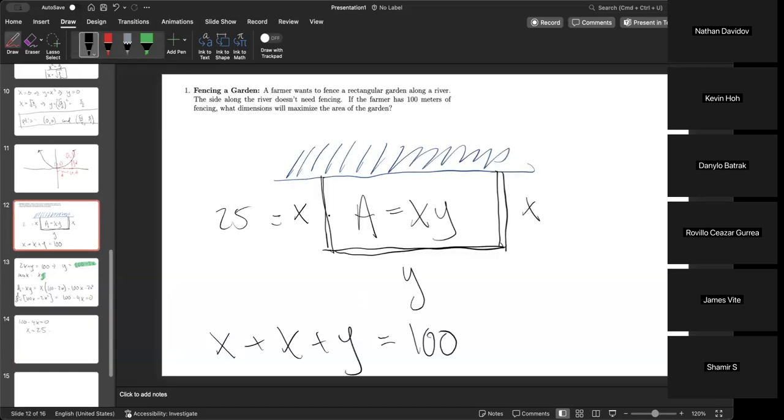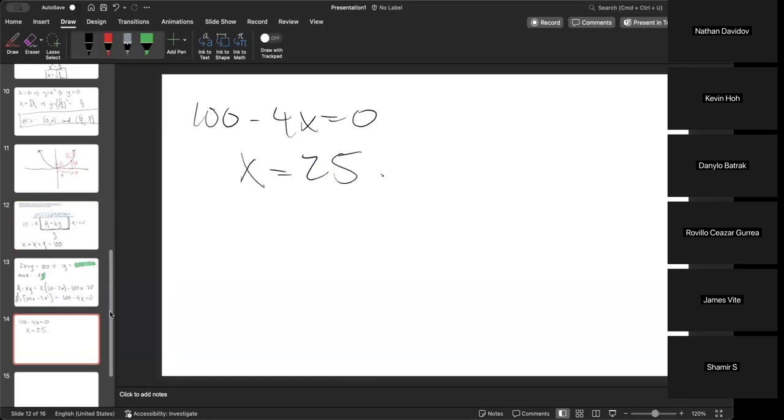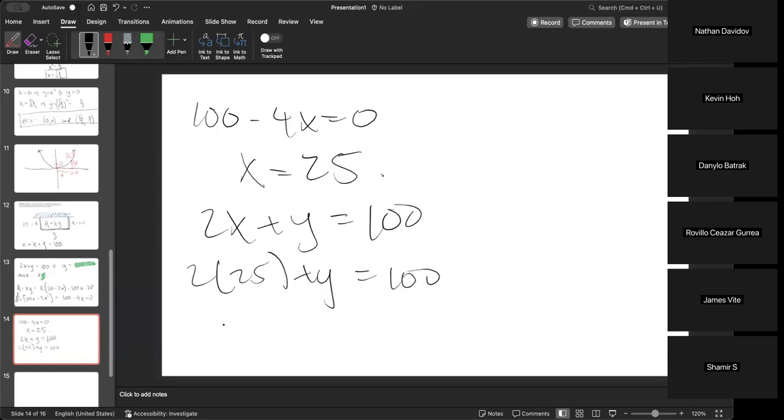X is 25. X is 25. So what does y have to be equal to? Well, I can use my constraint to solve. I know that 2x plus y equals 100. So 2 times 25 plus y is 100. So 50 plus y equals 100. So y equals 50.